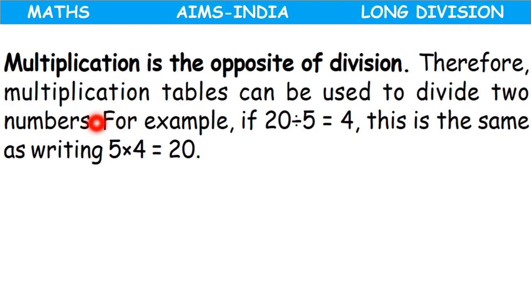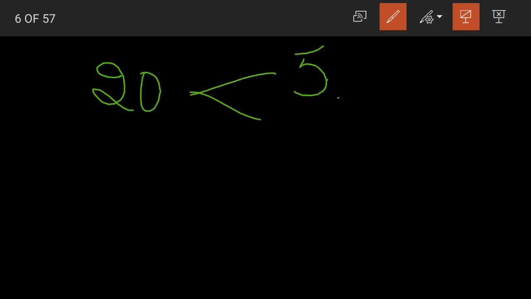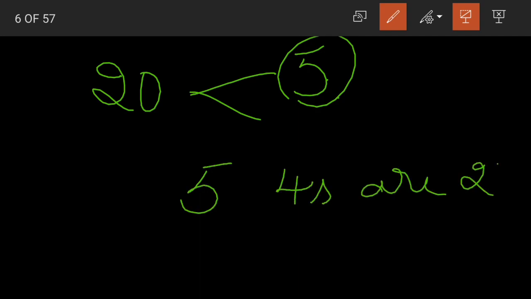Now, what are they saying here? Why are multiplication tables important? Multiplication is the opposite of division. So, therefore, multiplication tables can be used to divide numbers. So, what do we mean when we say divide? That means we are using the multiplication tables. Just now we have discussed, right, children? 20 divided by 5. Now this 20 is to be divided into groups of 5. Yes, we know that 5 fours are 20.